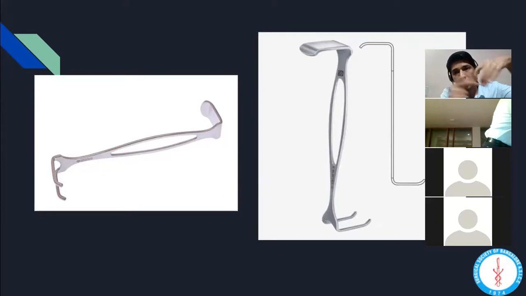Or if you're trying to close the fascia, again, this retractor will help you look at the edge of the fascia when you're suturing it.